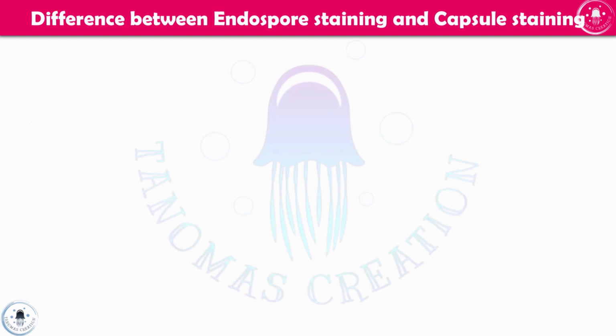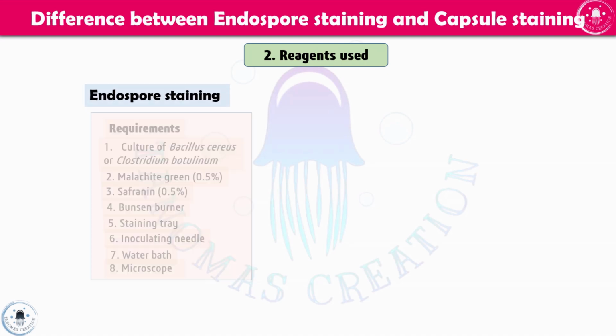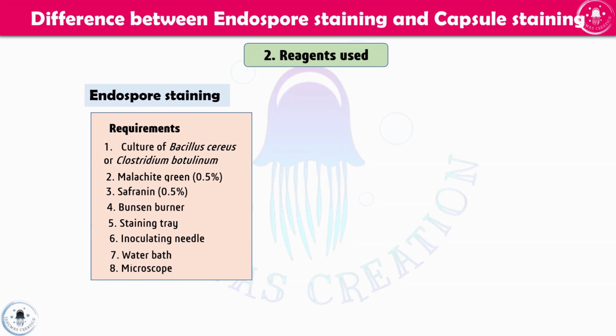Our second aspect is the reagents. What are the reagents used in these methods? For endospore staining, we need a culture of bacteria that have endospores, obviously, for example Bacillus cereus or Clostridium botulinum. Next we need the stains malachite green and safranin. Then we need a Bunsen burner, staining tray, inoculating needle, water bath and microscope. So these are the requirements.